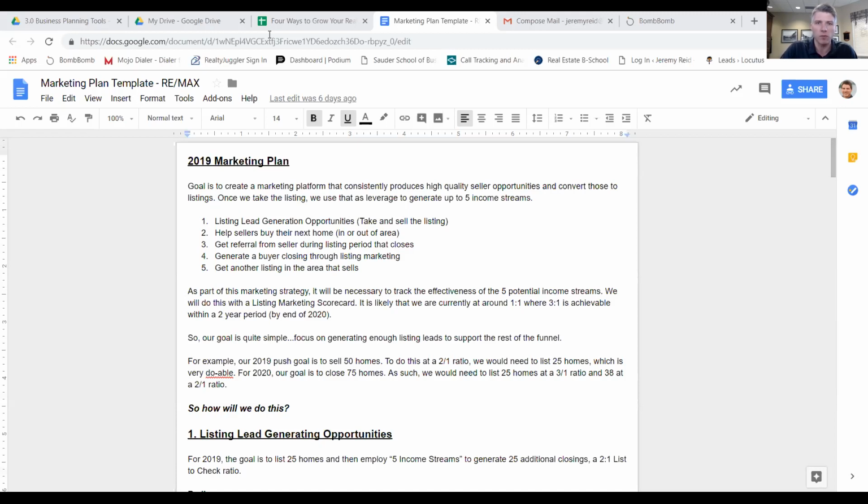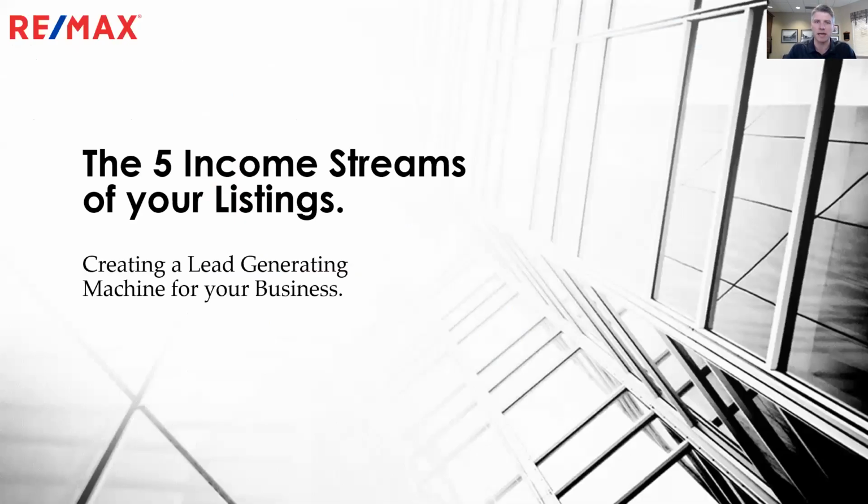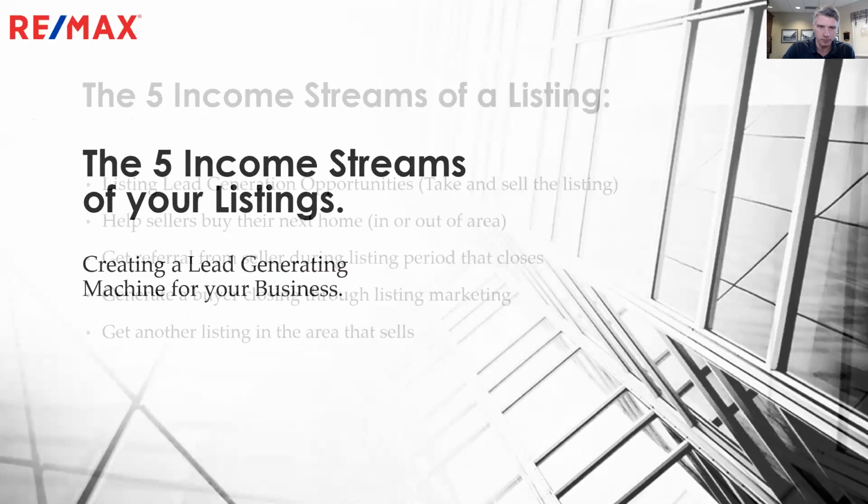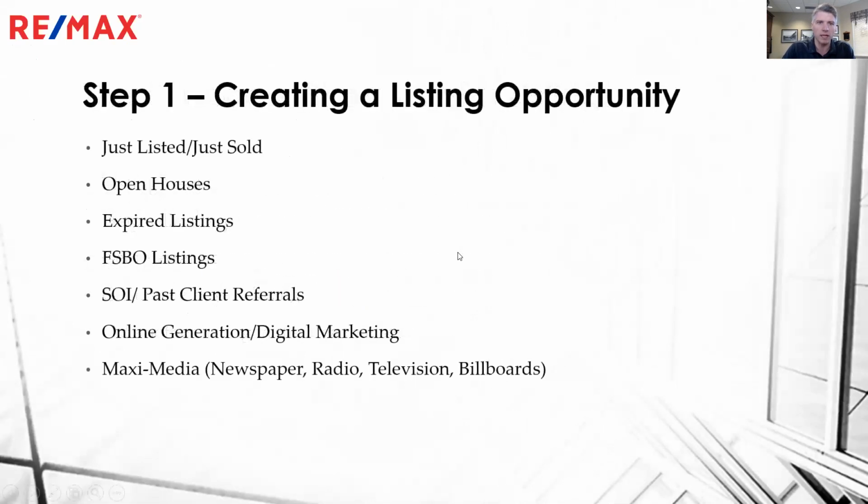So what I'm going to do is share in. This is the presentation that we did last time. This is where I had a bit of an error. We had bad internet, so for the next meetings that we do, we'll try to stream them properly now. I've got it hardwired in and everything. But what we're going to focus on is the 5 income streams of your listings. We've talked about the 5 already.